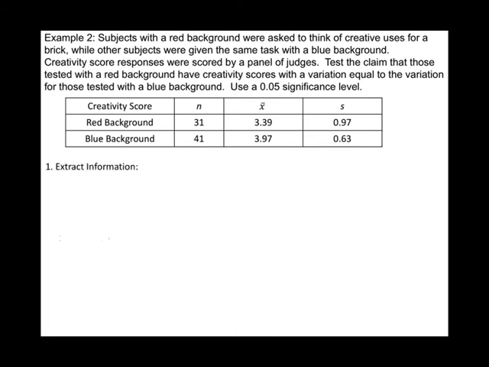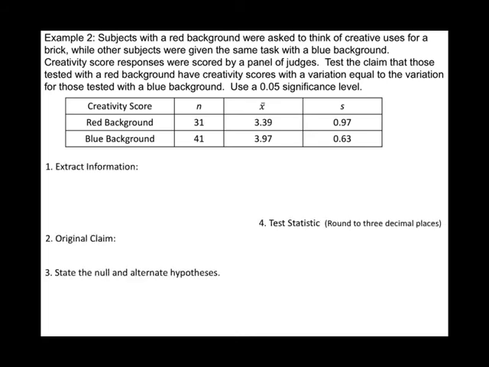Example 2. I want you to try to do it by yourself. Do steps 1, 2, 3, 4. Make sure in the first step you say which one is going to be your population 1 and which one is going to be your population 2. And read the question carefully: are they working on standard deviation or variance?